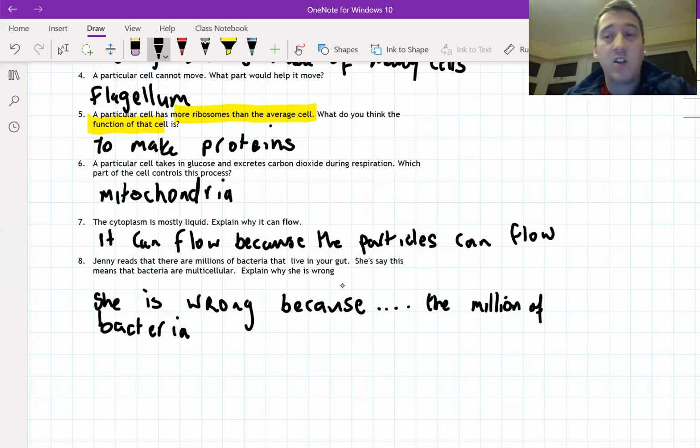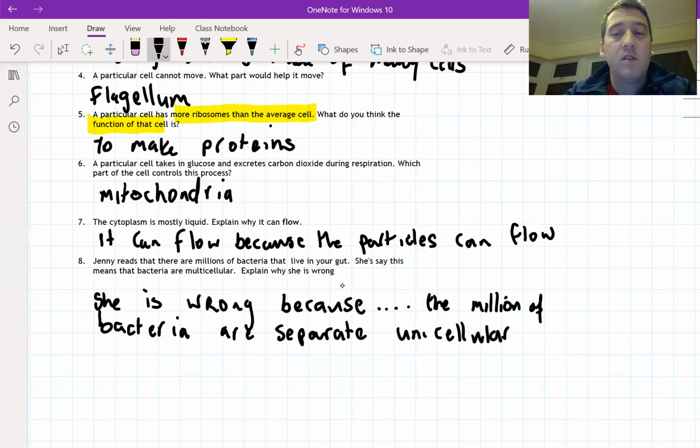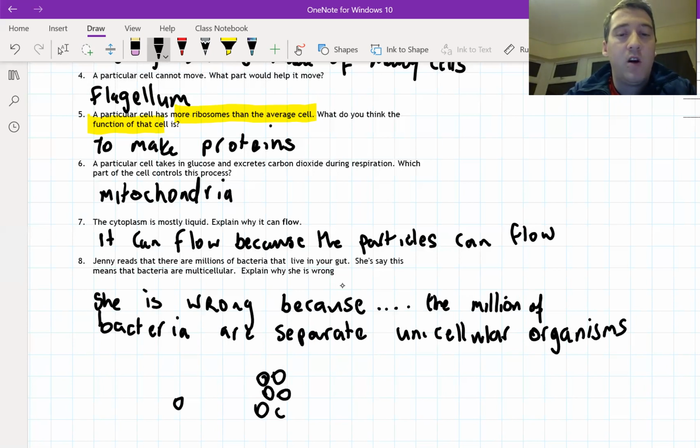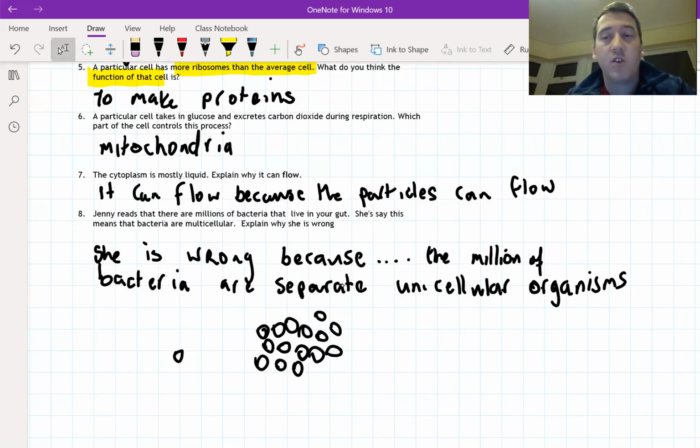But the fact here is that it's not just one giant multicellular organism in your gut. The millions of bacteria are separate organisms. They're separate unicellular organisms. So it's kind of like this. We've got one unicellular organism, and just over here, this is a group of, I don't know, maybe 15 or 20, but they're still separate unicellular organisms. Yes, there is a group of them, but each one is a separate organism. That's the key thing here.